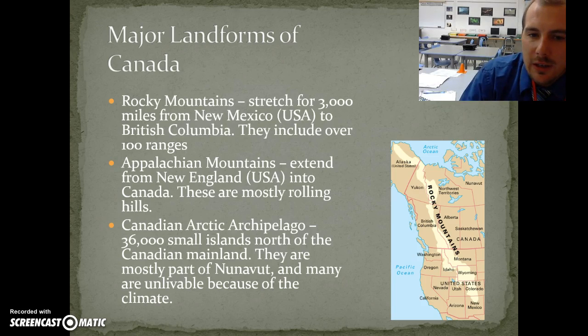The Canadian Arctic Archipelago, say that 3 times fast, is 36,000 small islands. It's way up here, north of the Canadian mainland. They are mostly part of Nunavut, and many are unlivable because of their climate.